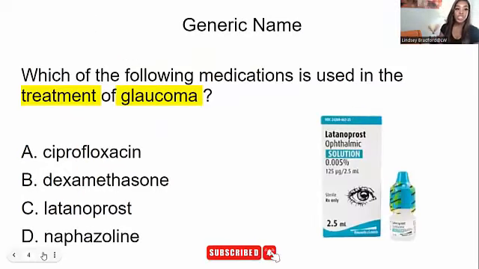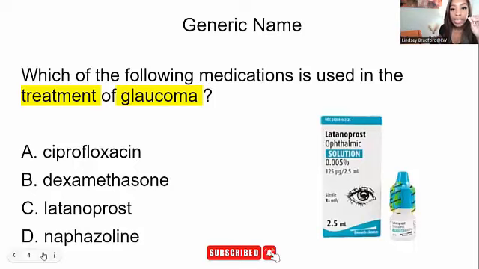Generic name. This is going to be on your test. Brand and generic is on your exam. Which of the following medications is used in the treatment of glaucoma? Remember, we're talking about keywords here. Treatment and glaucoma are your keywords for this particular question.